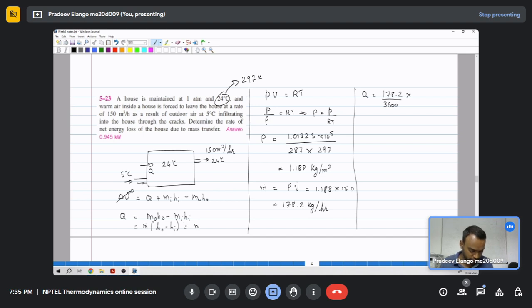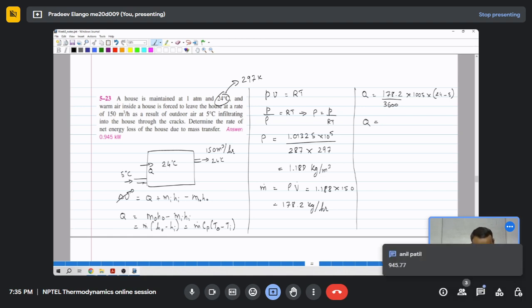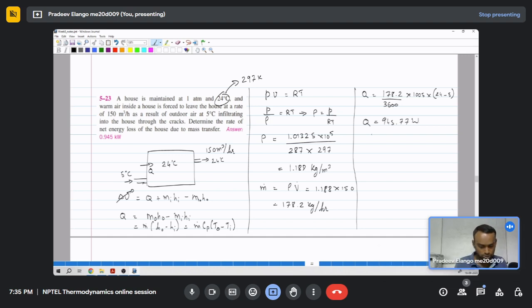So this can be written as m dot into Cp, outlet temperature going out minus temperature coming in. So Cp is 1005 into temperature going out, 24, minus temperature coming in, 5. So we can calculate the value of Q. Yeah, this is 945.77 watts or 0.945 kilowatt.